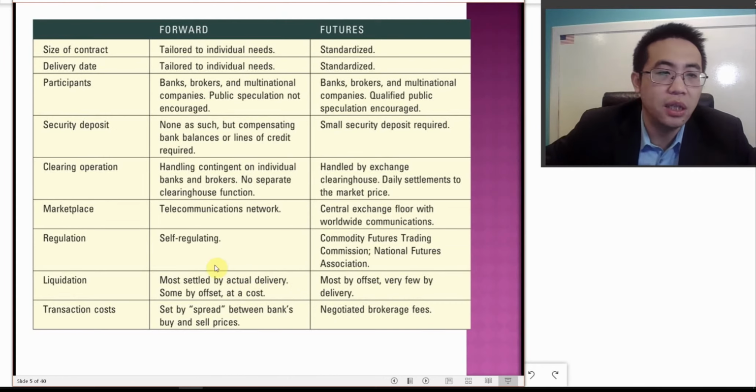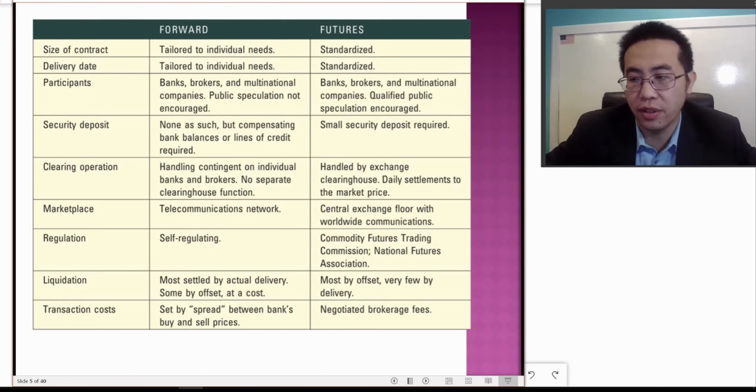And liquidation means you sell off your products or you purchase the product and make the transaction cleared. In the forward contract, most of the contracts result in actual delivery. If a Boeing wants to buy 50,000 British pounds, then it will buy 50,000 British pounds when the contract is due. But that's not the case for futures.